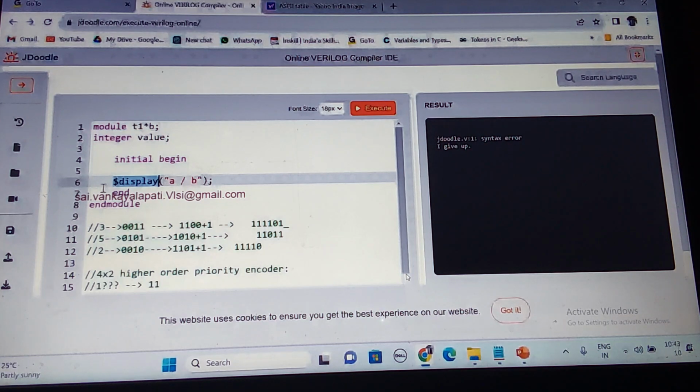So let us remember what we identify. This should not start with any special character, or number, or sign.